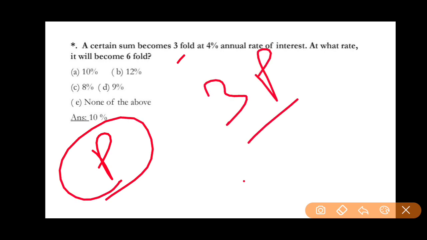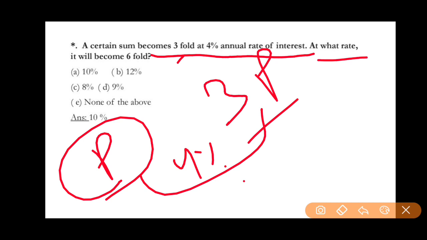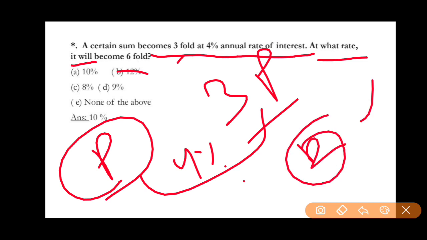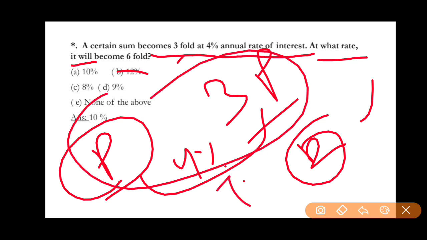After that it became 3P at 4% per annum interest, right? There are two parts in this question. First, threefold at 4%, and another one, at what rate of interest it will become sixfold. So you need to calculate the rate of interest over here. First of all, what you need to calculate is the time period, within which it became 3P at 4%. You need to check the time period, and by applying that time period, you can calculate the rate of interest for the second one.